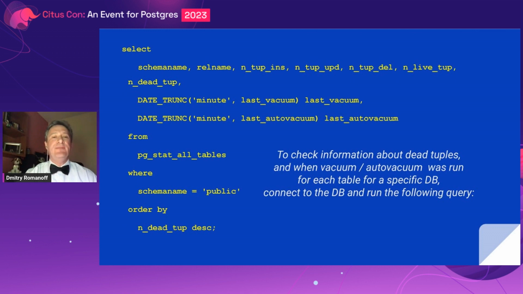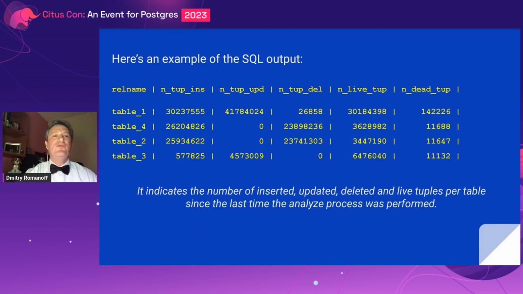To check information about dead tuples and when vacuum or auto-vacuum was run for each table for a specific database, connect to the database and run the following query. Here is an example of SQL output. It indicates the number of inserted, updated, deleted, and live tuples per table since the last time the analyze process was performed.